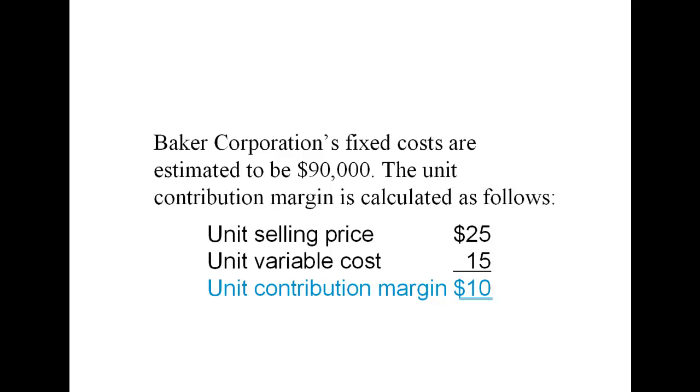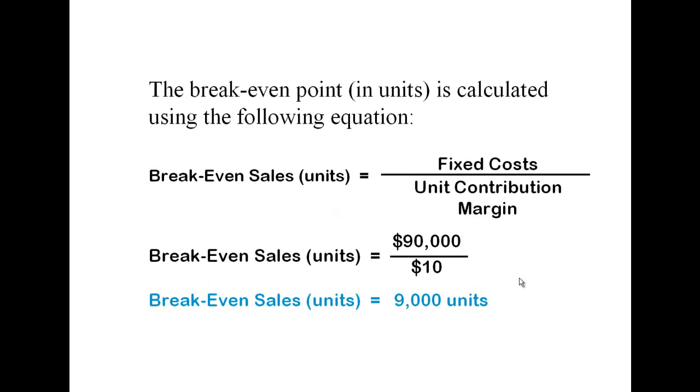In this example we're given $90,000 as the fixed cost, and our unit selling price is $25 and unit variable cost is $15, so our unit contribution margin is $10. We can use this information to come up with an estimation of what our break-even point is going to be, right? So if we have fixed cost of $90,000, we can see that here, and we divide that by the unit contribution margin, we're going to break even at the point where we sell 9,000 units, right? So this is pretty handy if we want to know how many we have to sell to at least break even. This is a really easy way to estimate it, right?